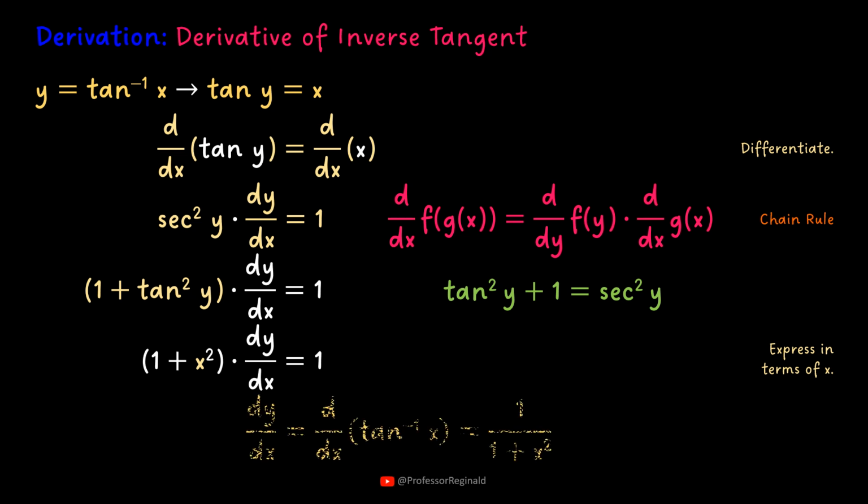Therefore, the derivative with respect to x of the inverse tangent of x is equal to 1 all over quantity 1 plus x squared.